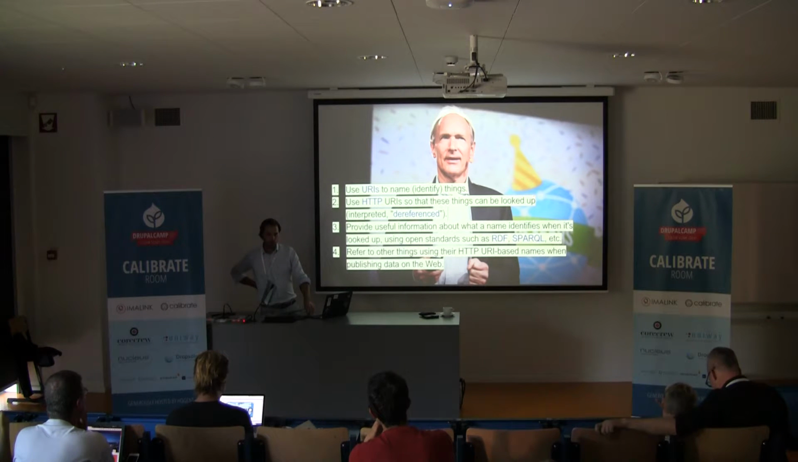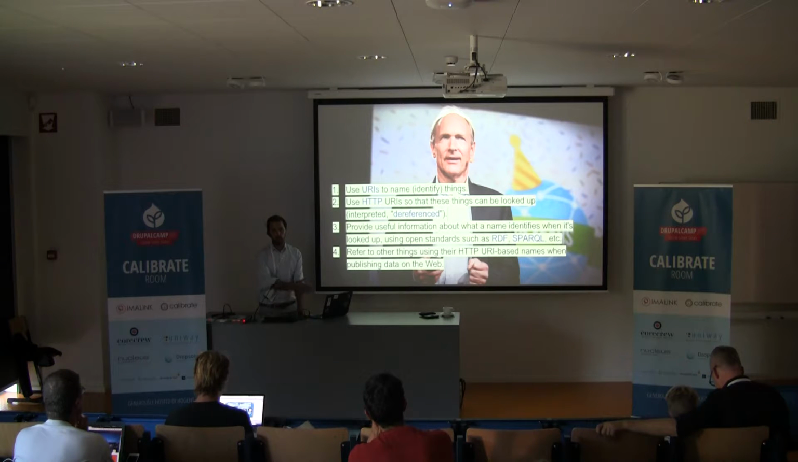Secondly, let's use HTTP to look up those URIs and describe all the stuff that's on there. For instance, if we have a URI for the city of Ghent, then on that page we can describe what the city of Ghent is. Third step is to provide useful information in an open standard such as RDF. And the last step is basically to link to other stuff.